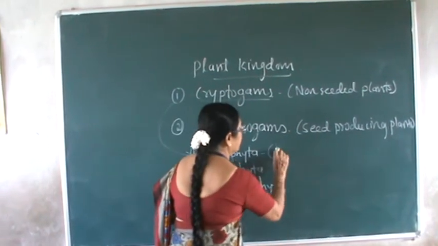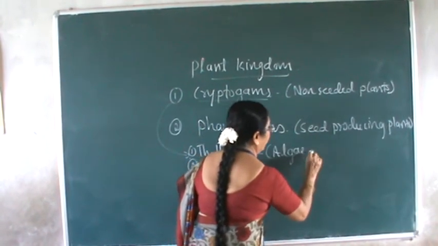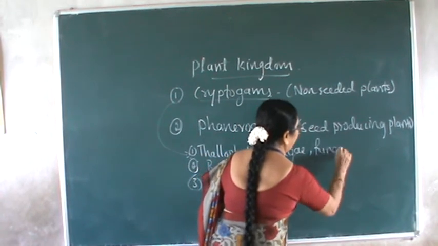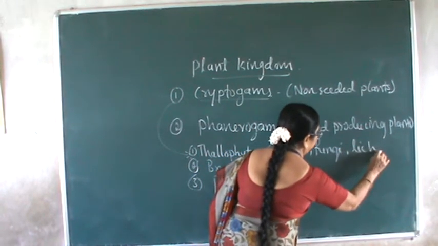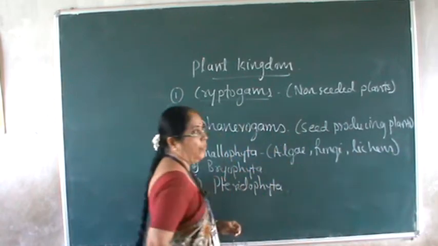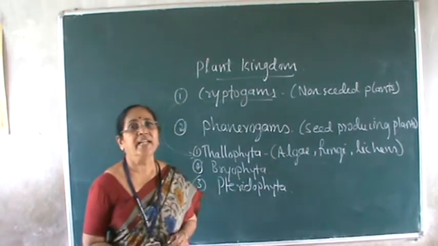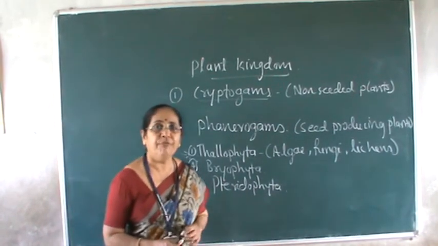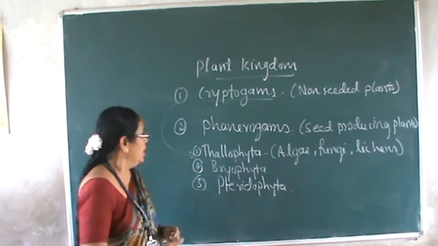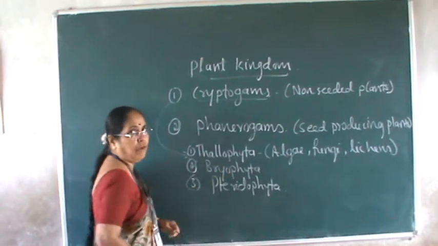Thallophyta includes algae, fungi, lichens, where the plant body is generally referred to as thallus, where the plant body is not differentiated into root, stem and leaf. In that case it is called thallus. So all those members belong to Thallophyta.